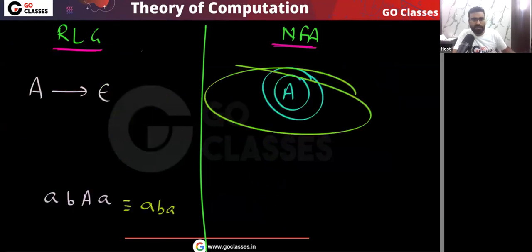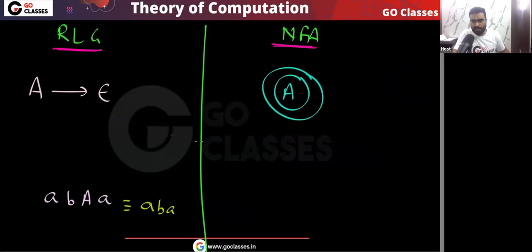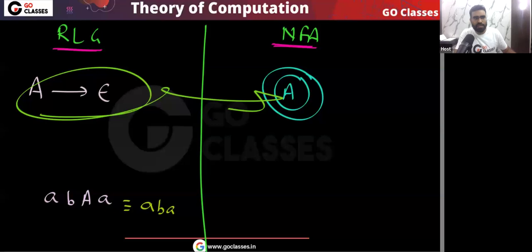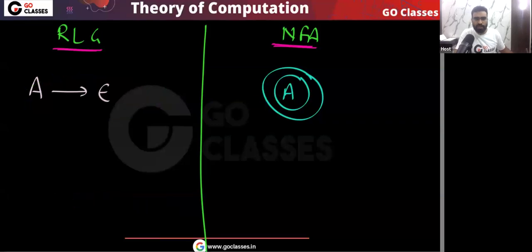So here the A state, this state will become the final state. Yes or no? This A itself will become the final state. Okay, so very simple point. I hope all these points are clear.